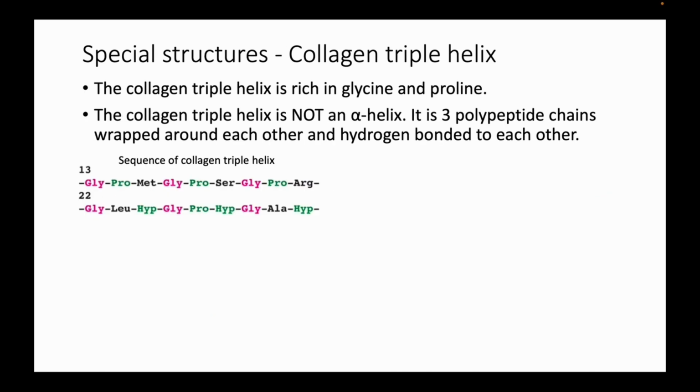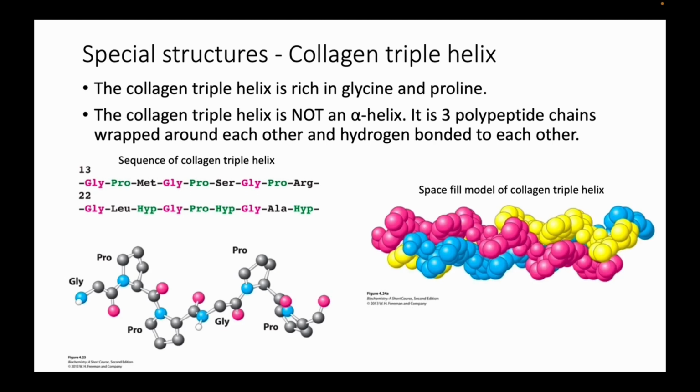Another special structure is the collagen triple helix. That helix is rich in glycine and proline. So when we look at the sequence, we can already tell it's going to be a collagen triple helix because we notice every third residue is a glycine, and we also have a lot of prolines in here. And then the third residue is a lot more flexible. So this is what the collagen triple helix looks like. In the molecular structure, it folds up like this, so we can see those prolines inducing that turn there, and then the glycines accommodating the tight geometry there.